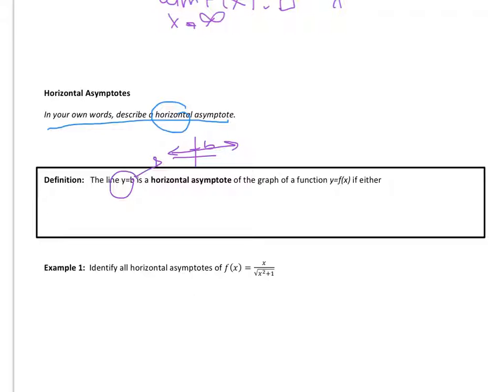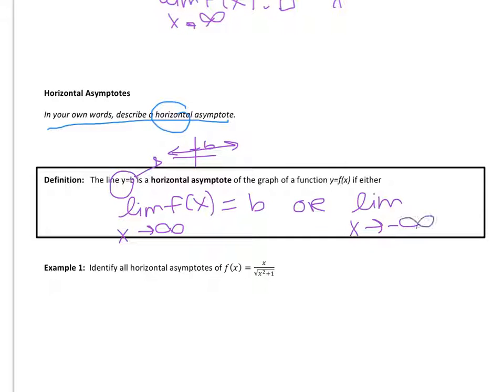So the line y equals b is a horizontal asymptote of the graph of a function y equals f of x if either of the following are true. The limit as x approaches infinity of f of x is equal to b, or the limit as x approaches negative infinity of f of x is equal to b. Okay, so let's think about this for a second. We know a horizontal asymptote is a horizontal line that our graph can approach but never cross, just like a vertical asymptote, we can approach it but we can never cross it. So let's think about what's happening here in this definition then.